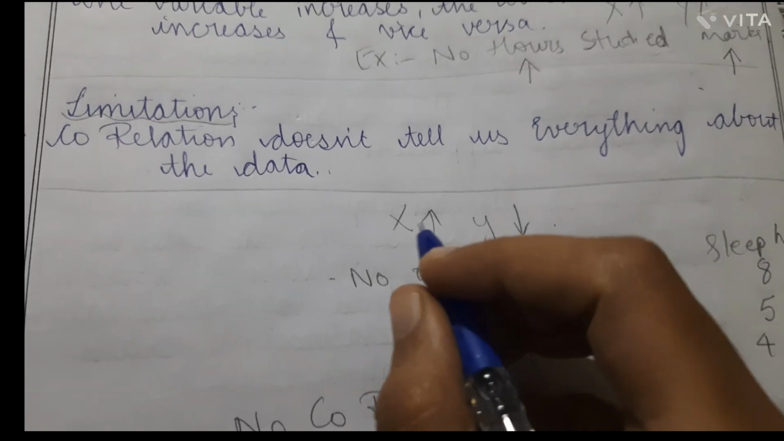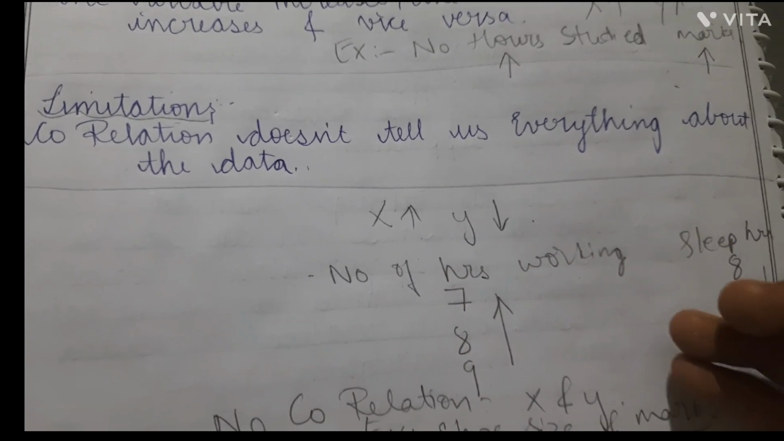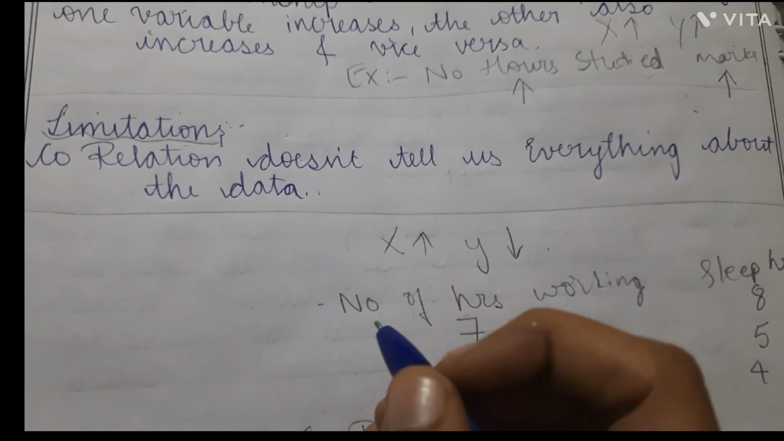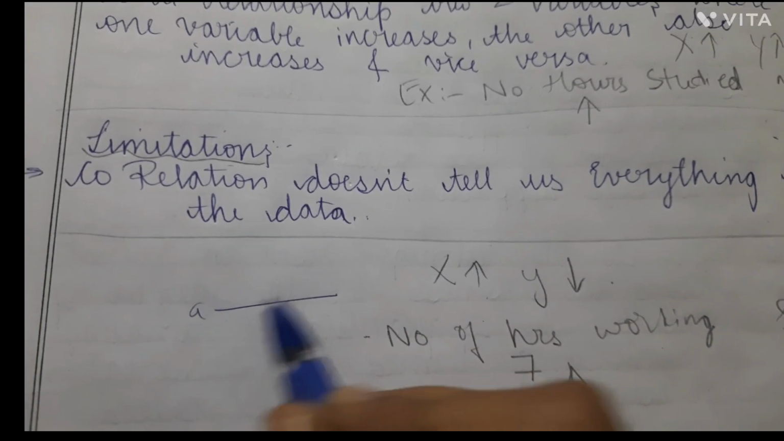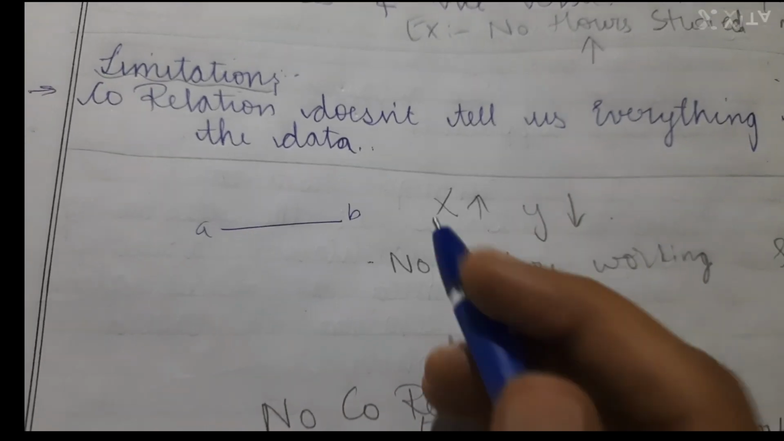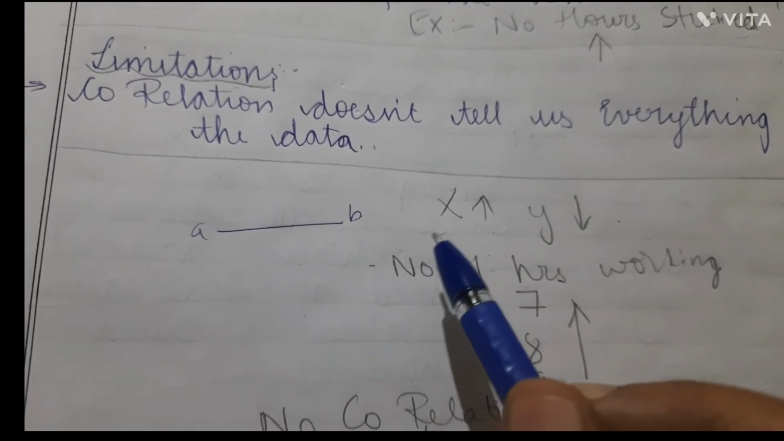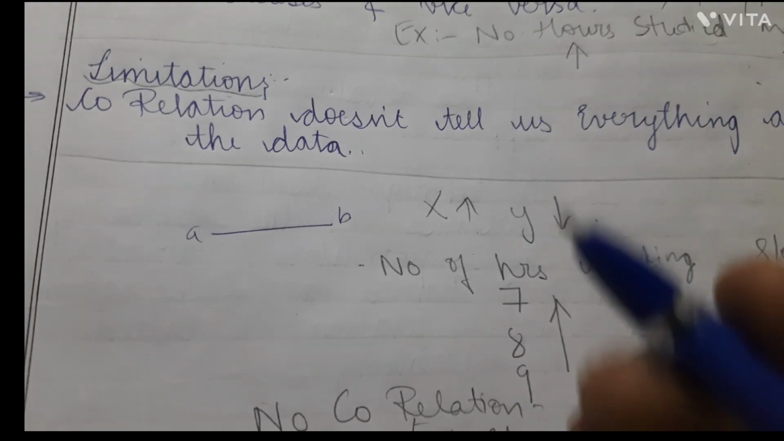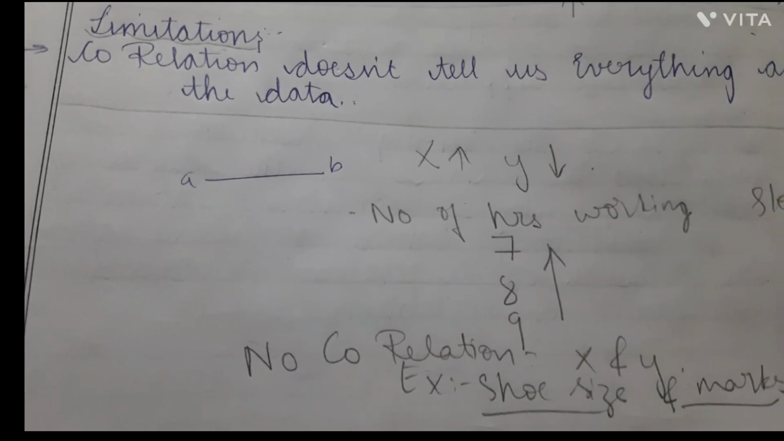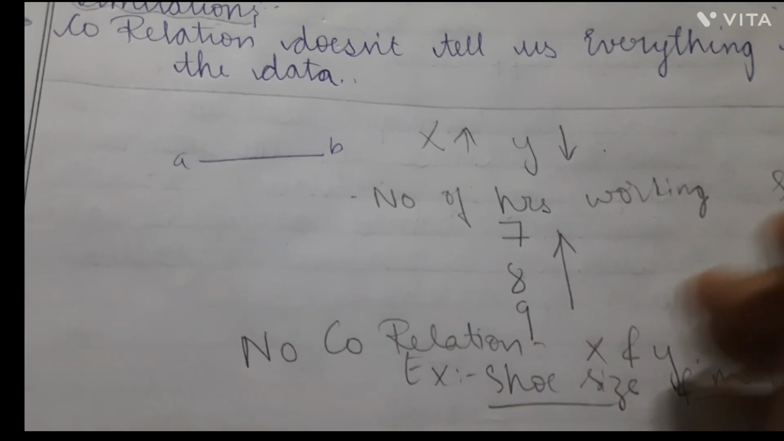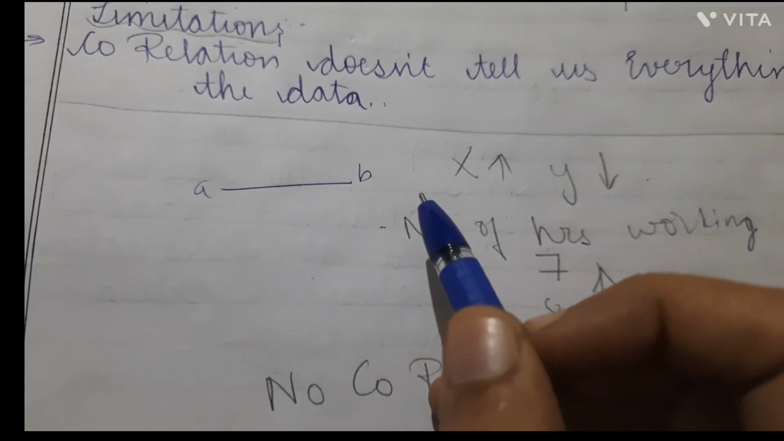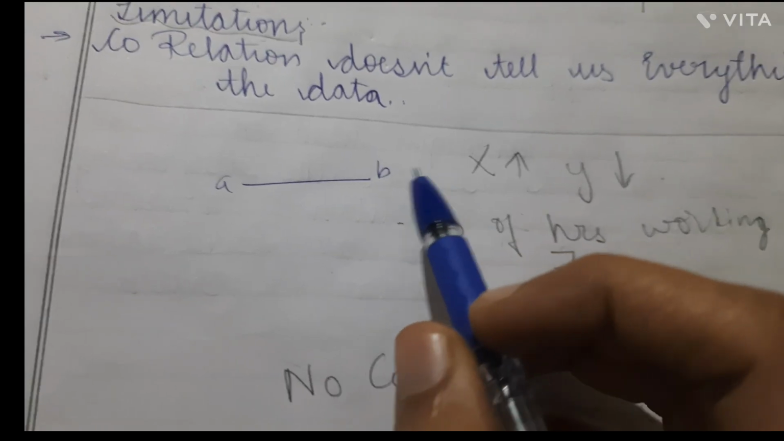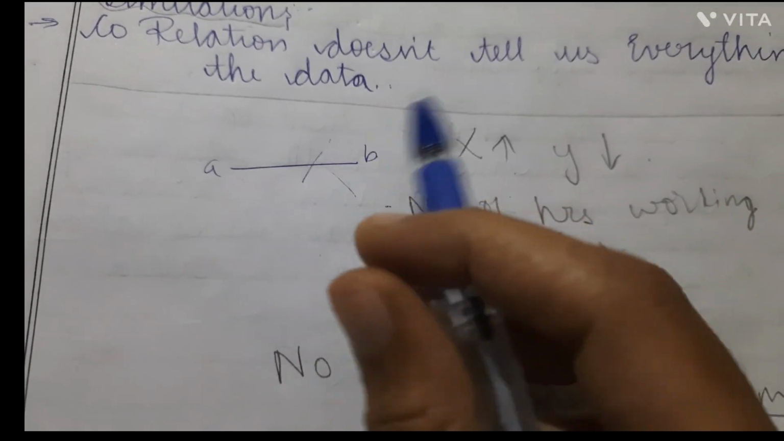So coming to the limitations of correlation, correlation does not tell us everything about the data. For example, correlation only measures the strength and direction of a linear relationship between two variables. So it does not explain the actual pattern, cause and effect relationship, or the complete behavior of the data. That is one of the main disadvantages of correlation. For example, two data sets can have the same correlation value but completely different distributions.